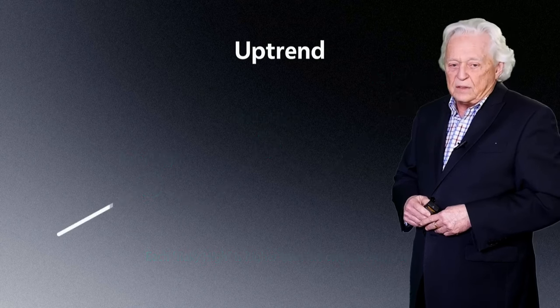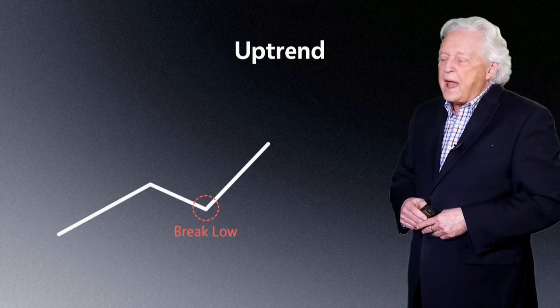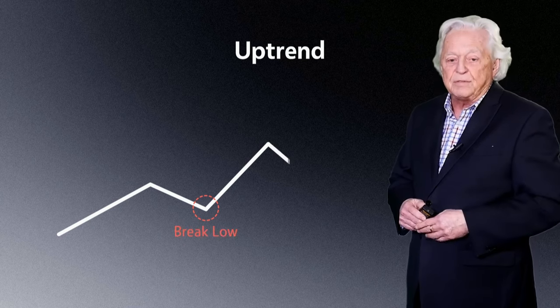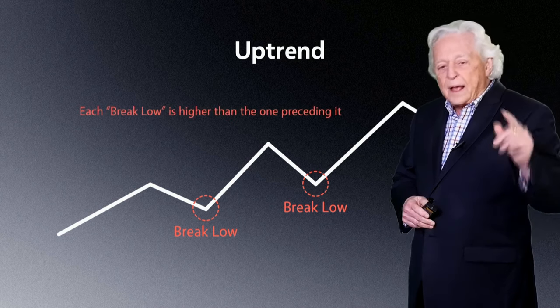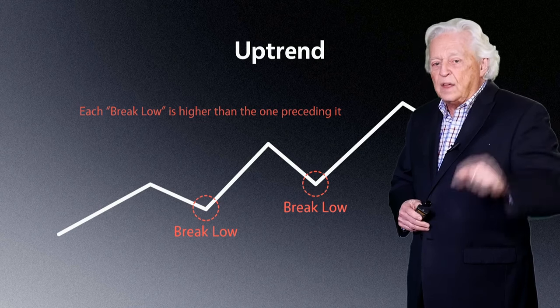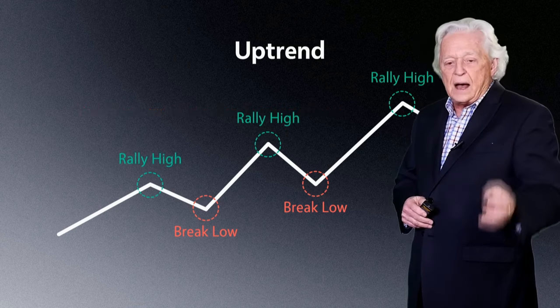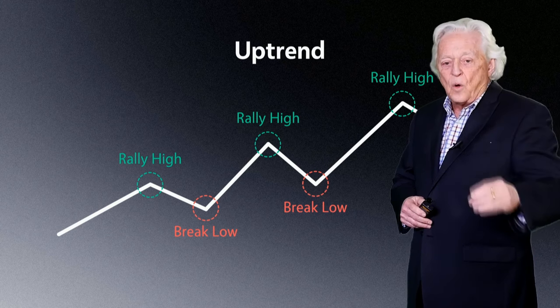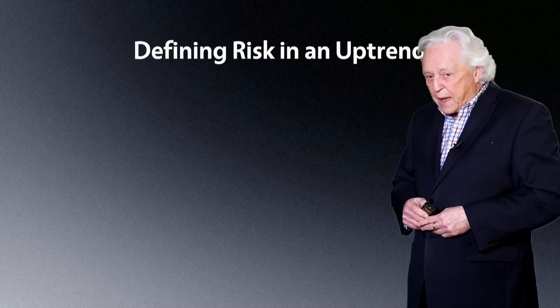What else do we see on this chart? Well, as the market came down and made this pattern, we had a break low. Again, after the fact, the market did it again, and there's our next break low. So each break low is what? It has to be higher than the one preceding that one. So we have a pattern of rally highs that are higher. We have break lows that are higher, and that is how you have an uptrend.